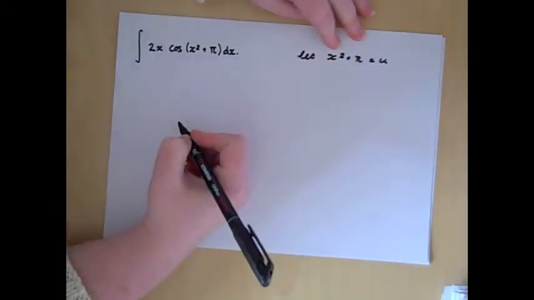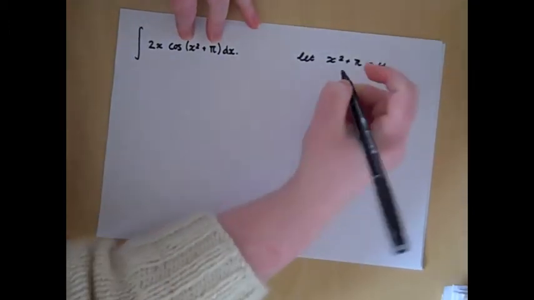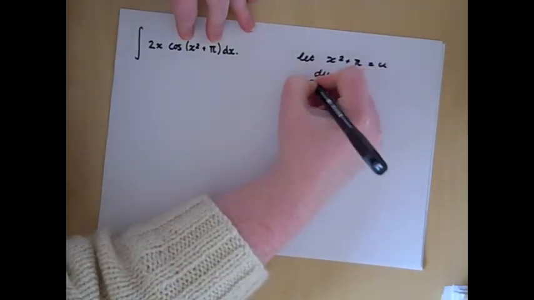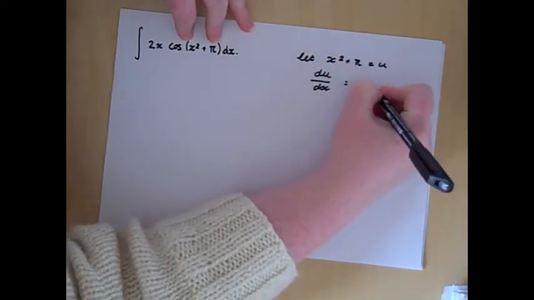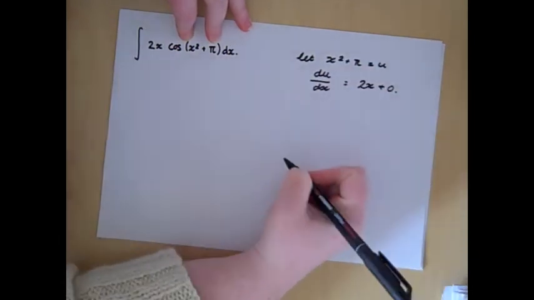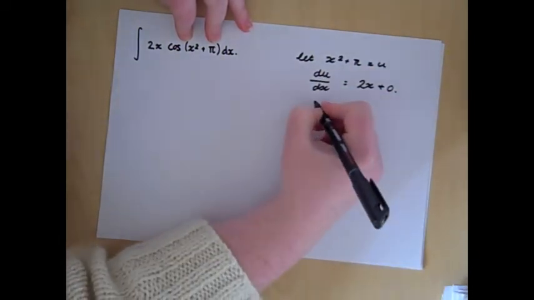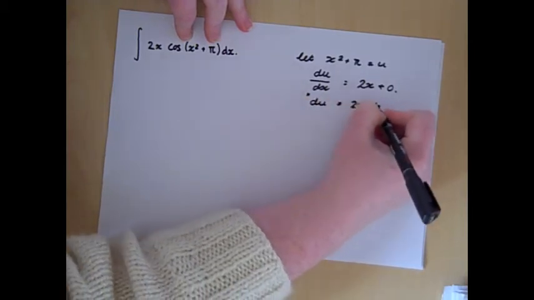This is not my substitution now. I'm making this bracket here my u, my substitution. So all I need to do is go du by dx. If I differentiate this, this just becomes 2x plus 0, because I differentiate a constant, it becomes 0. And so du is equal to 2x dx.